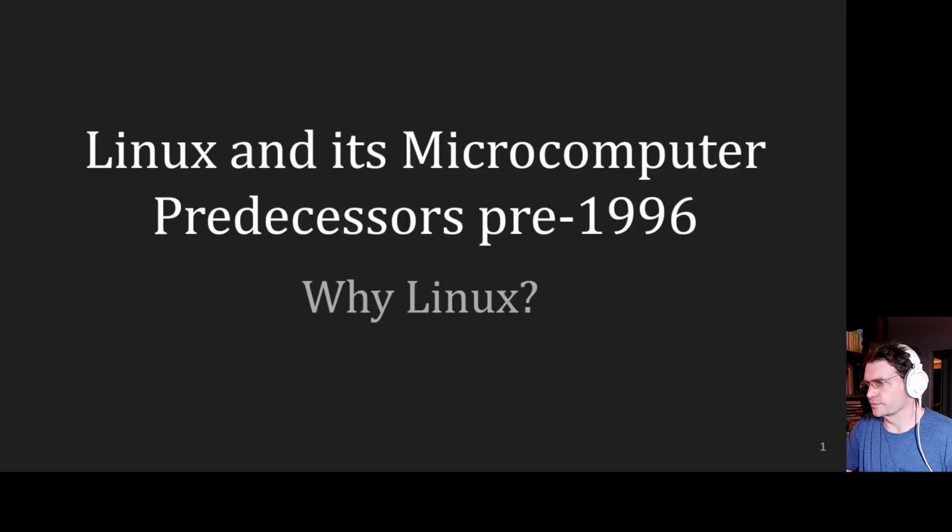Scale Draft Talk version 1 and go. So, Linux and its microprocessors pre-1996. The question is, why Linux? A lot of questions here, but as we go through, you'll understand. So we're just going to get right into it.